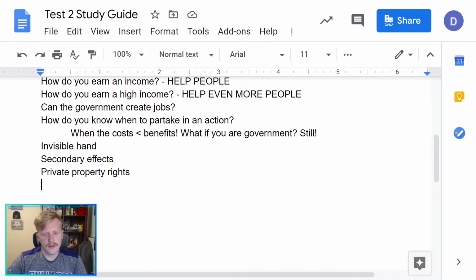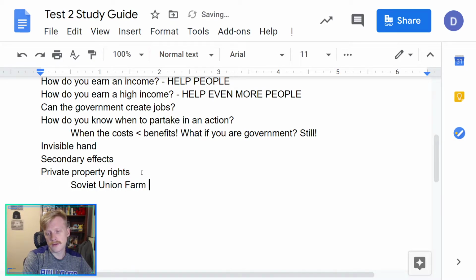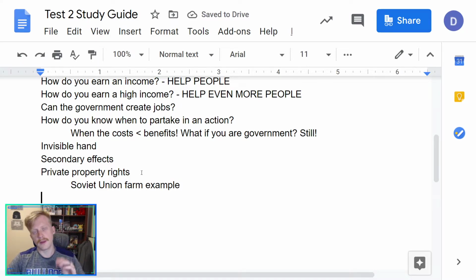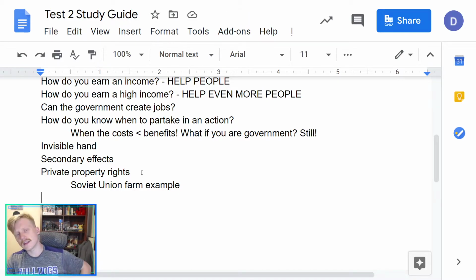And then there's a great Soviet Union farm example, where there were the private plots that grew a whole lot and the public plots that grew not a lot, right? And it was not because the plots were different or the people working on the plots were different. It's just that they had different incentives, right? Those that are on the private plots got to keep what they produced. They produced a lot more.